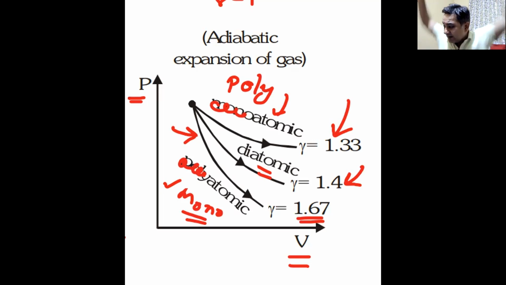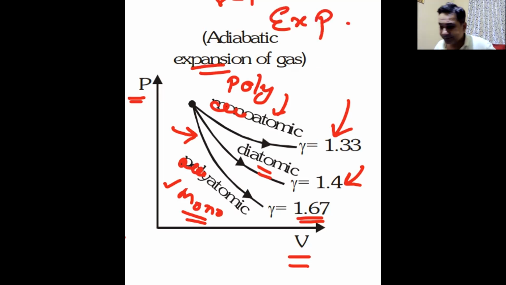Do we understand this? Can I have your raise hand that we understand this? The topmost graph is for polyatomic gas, the middle graph is diatomic gas, and the lowest graph is for monoatomic gas. Do we understand this? Now remember, this was the graph for adiabatic expansion of the gas. Please note it down. This was the graph for adiabatic expansion of the gas, and correct what was wrong.